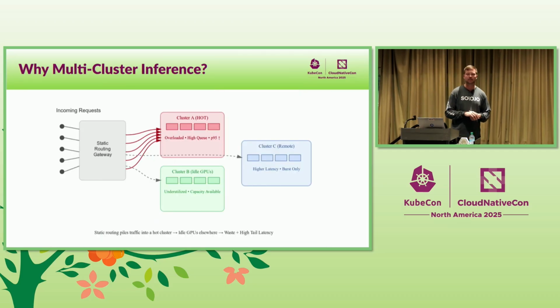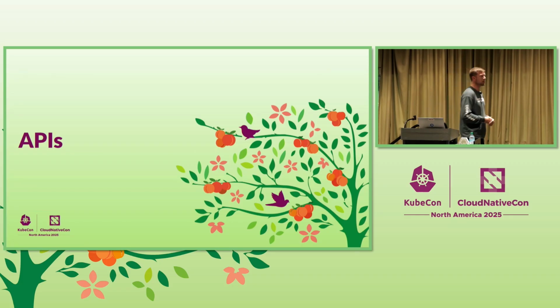So now with that level set, why multi-cluster inference? Very simply, GPUs are very expensive and scarce resources. Even processing tokens, generating tokens, is very expensive. And there's no single cluster that can handle peak requests. And so we need an intelligent multi-cluster layer that understands utilization of those GPU resources, our inference pools across all of our clusters, to help us make better utilization of those very expensive resources. With that, I'm going to hand it over to Rob to talk about APIs.